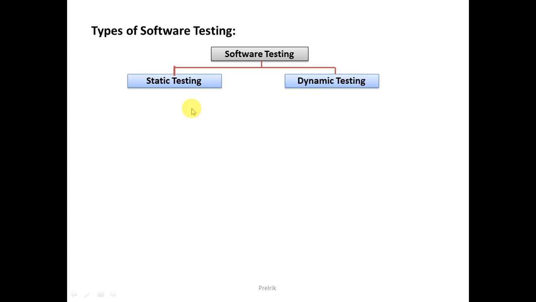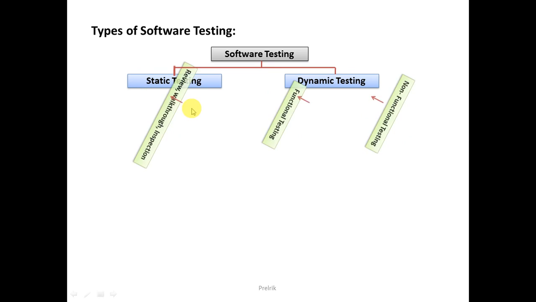So what does it mean? It means validating and checking the documents that were created before the coding begins, or even if the coding has begun, there are certain ways of performing static testing on the code of that area. So let's see how we can achieve it.